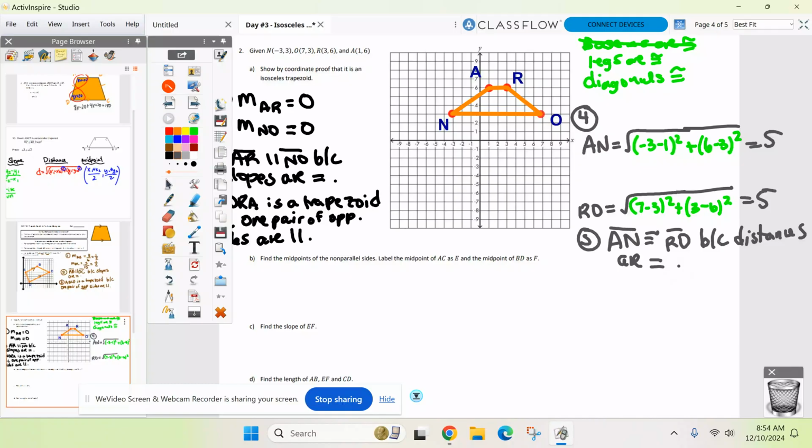Anytime you use a formula, very next step, tell me what you learned. Are they parallel? Are they congruent? We'll get into perpendicular later on in the unit. And then finally, all right, now we can say ABCD, or NORA, sorry, NORA.